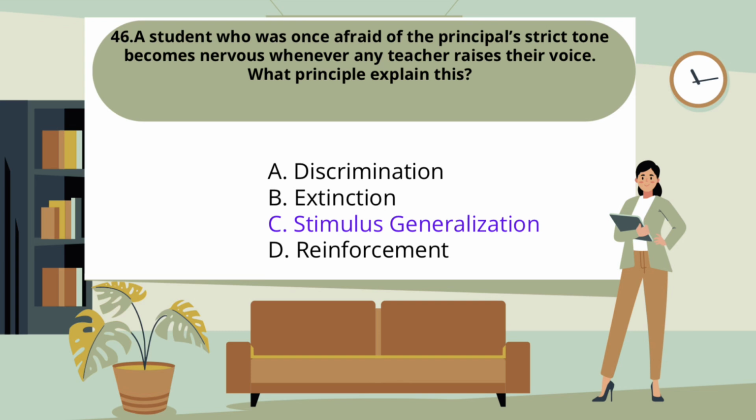So why letter C, stimulus generalization? Stimulus generalization happens when a person reacts the same way to things that are similar to the original situation. Sa case dito, natakot siya sa strict tone ng principal at later, kahit ibang teacher lang na may malakas o similar na boses, natatakot rin siya. Ibig sabihin, lumawak ang fear niya from one specific voice to other voices that sound the same. That's why this is stimulus generalization.